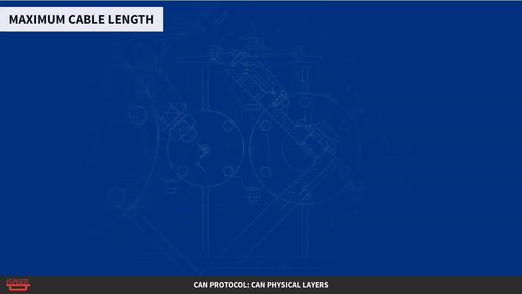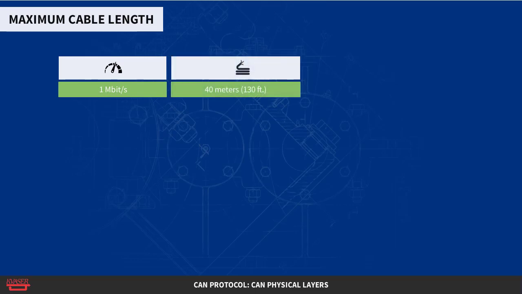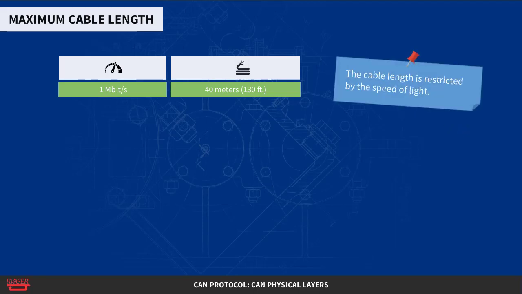Maximum cable length. At a speed of 1 megabit per second, a maximum cable length of about 40 meters or 130 feet can be used. This is because the arbitration scheme requires that the wave front of the signal can propagate to the most remote node and back again before the bit is sampled. In other words, the cable length is restricted by the speed of light. A proposal to increase the speed of light has been considered but was turned down because of its intergalactic consequences.